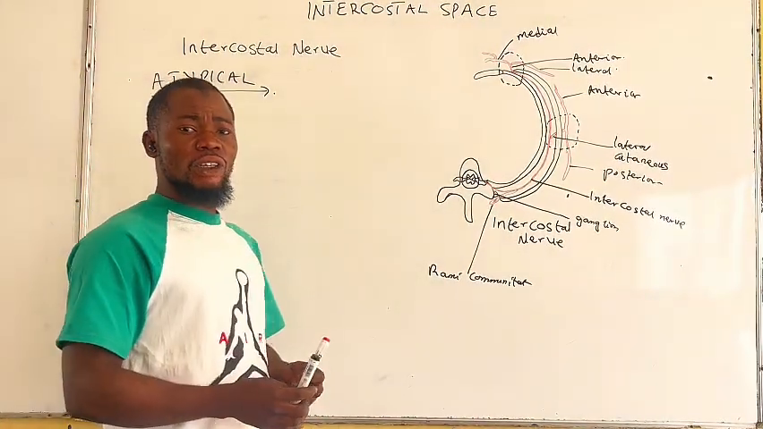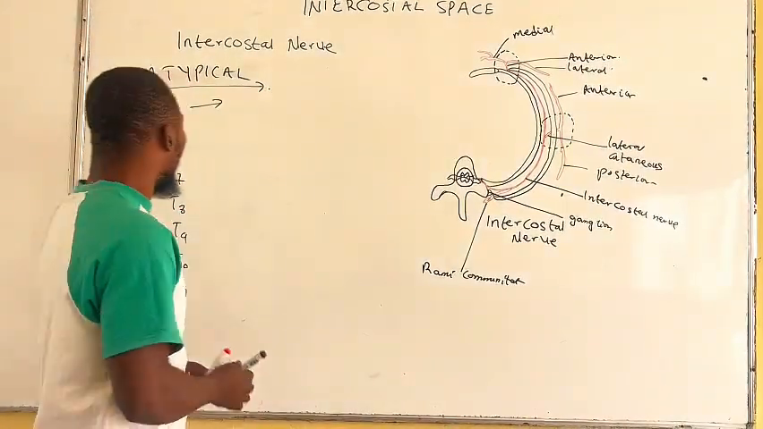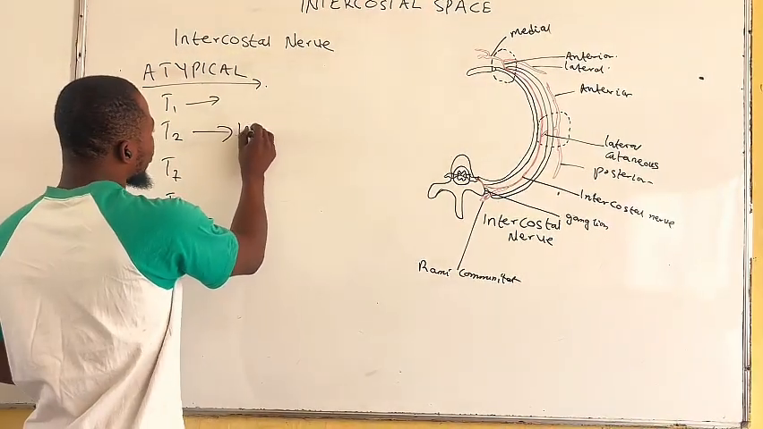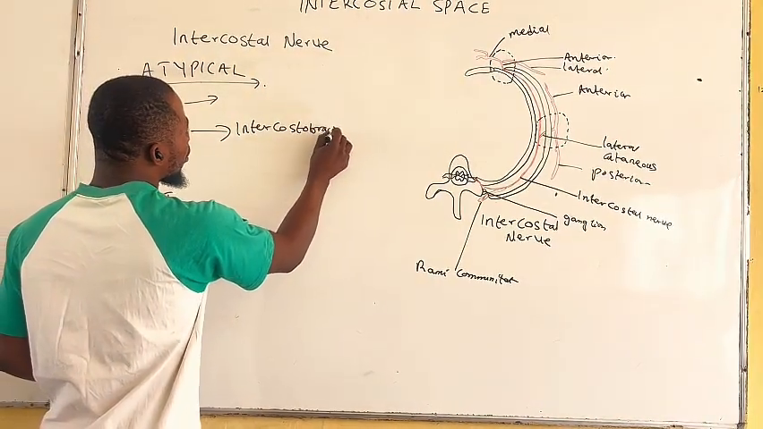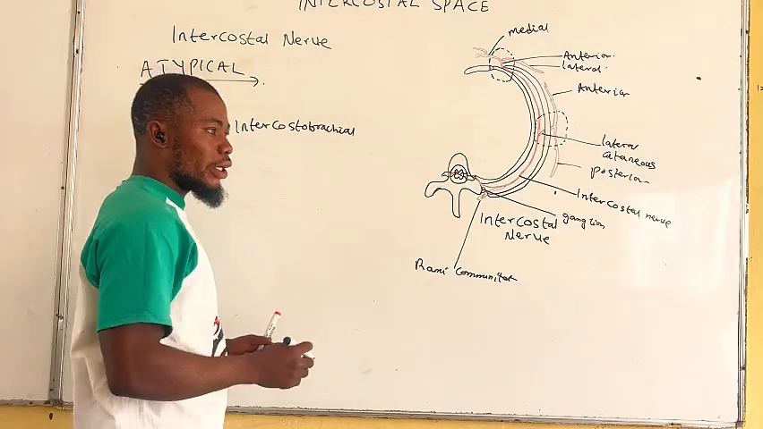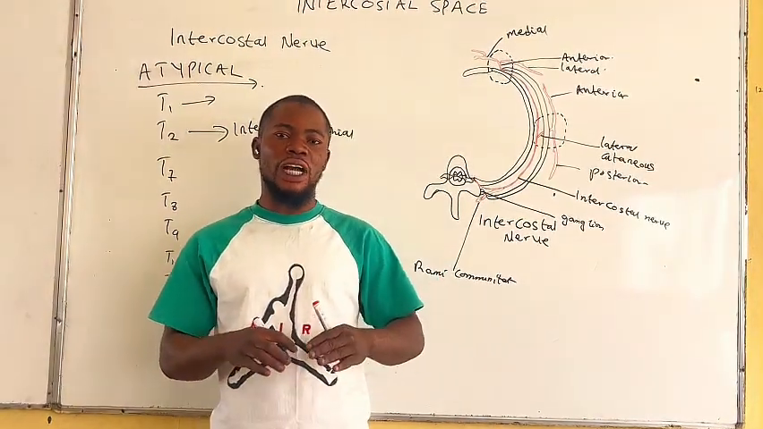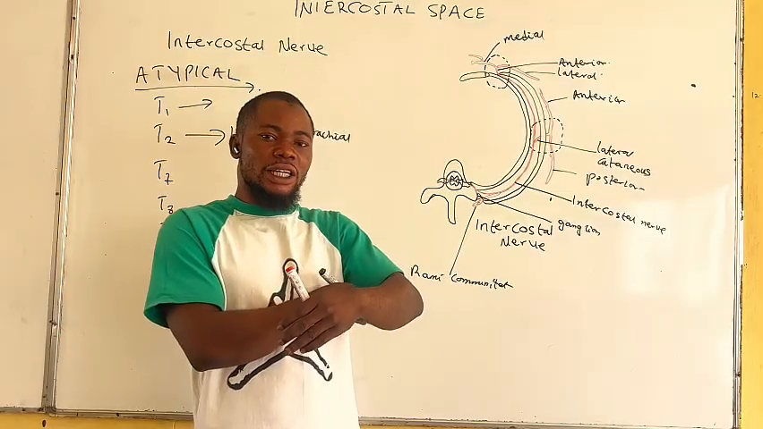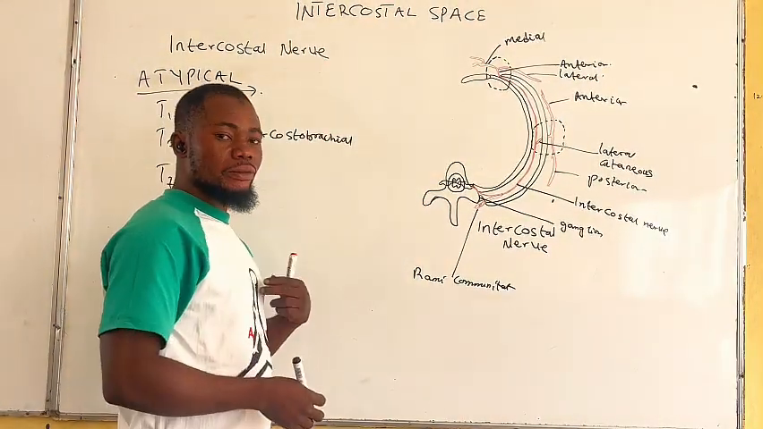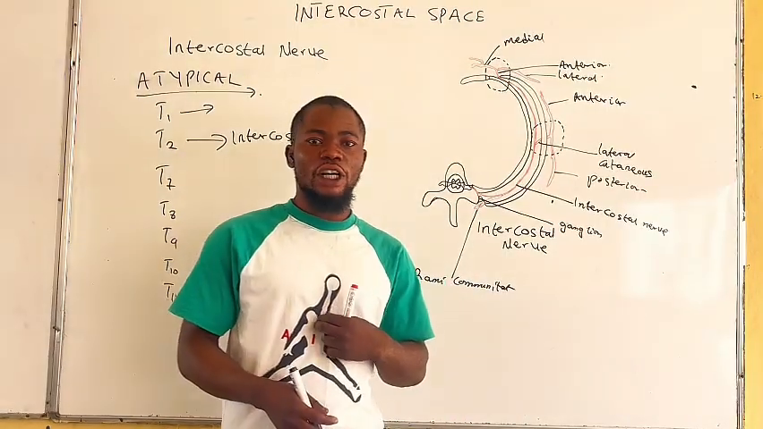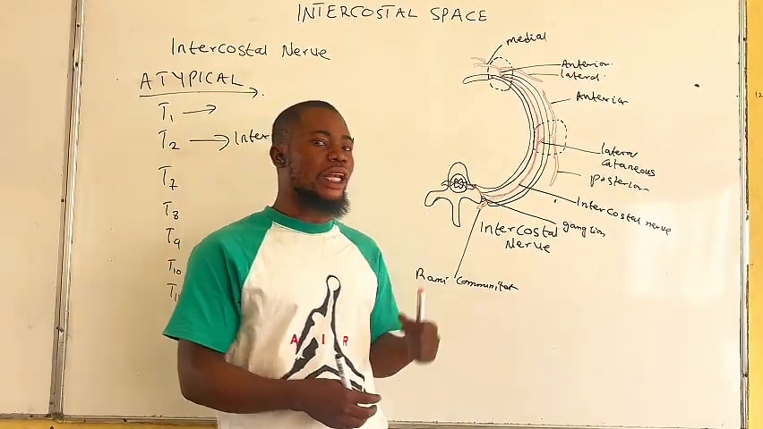T2, the lateral cutaneous branch of T2, that is the second thoracic vertebra, is called the intercostobrachial nerve. This intercostobrachial nerve is the one that supplies the skin of the floor of the axilla together with the medial side of the upper arm. Again, during coronary artery disease, the pain is referred to the medial side of the arm by this intercostobrachial nerve.